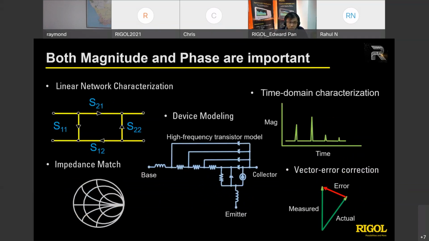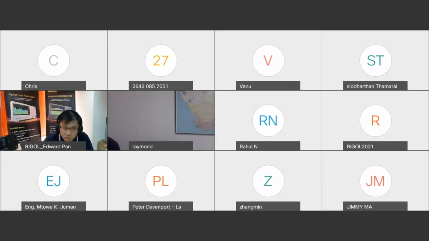It includes, at the upper left side, the linear network characterization. So it includes the S parameters. It is a matrix network like this one. So you can get the S11, S22 parameters for the reflection side, and S21. Oh, sorry.